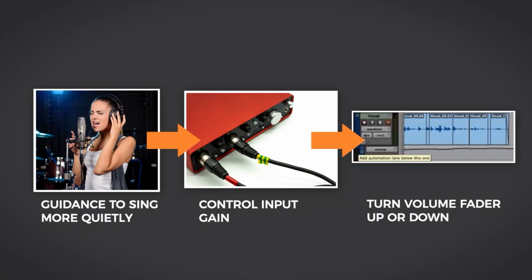First, we could ask the singer to perform more loudly or quietly. Second, we could change the input gain level at the audio interface to control the volume sent to the computer. And third, once the recording is made and is captured in our computer, we could turn the volume fader up or down. But if we want to, we can make the same signal flow much more complicated.